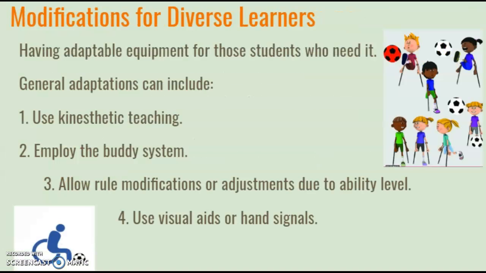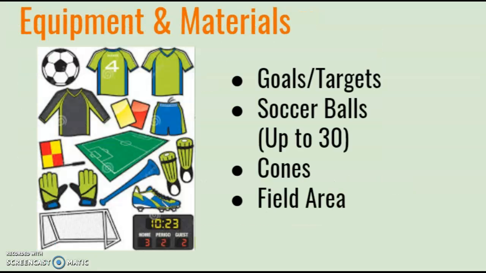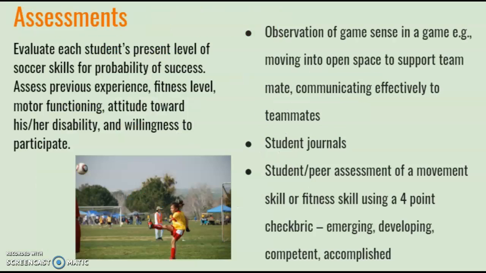And then the modifications for diverse learners, we would use kinesthetic teaching, employ the buddy system, allow rule modifications or adjustments due to ability level, and we would also use visual aids or hand signals to help students with diverse needs. This is a list of our equipment and materials that we would need to fulfill this activity with students. This is the way that we would assess the children after this activity.